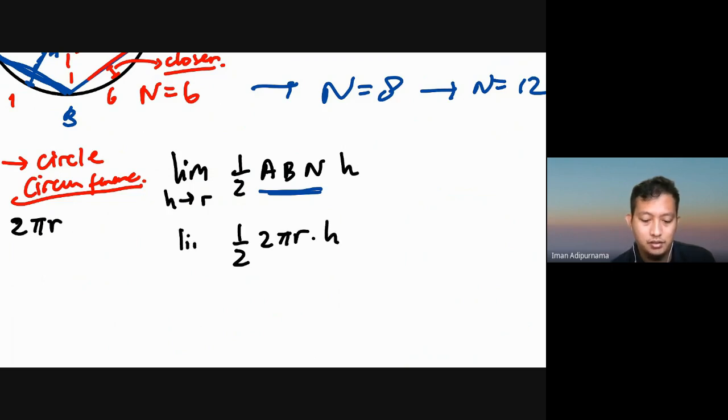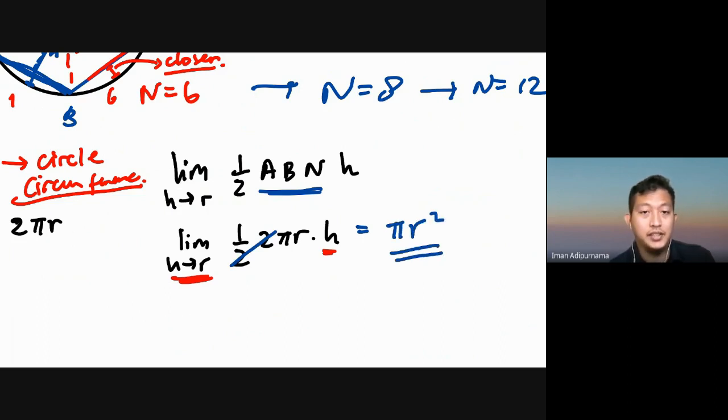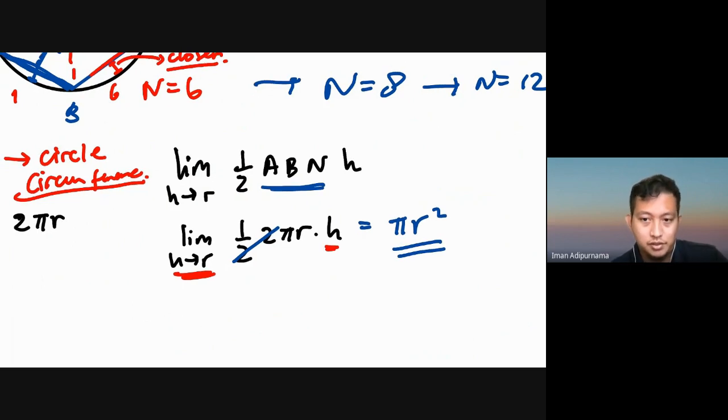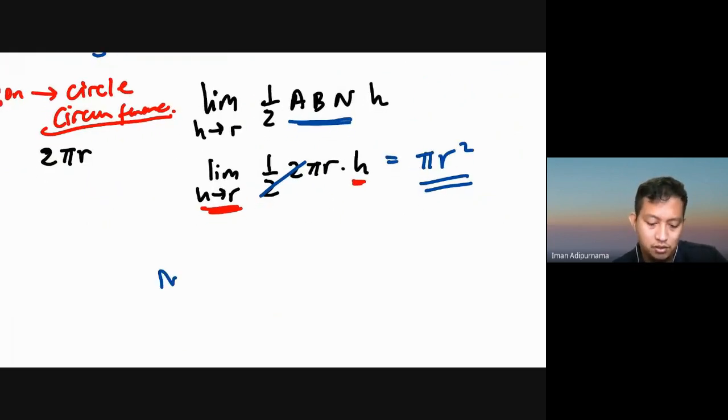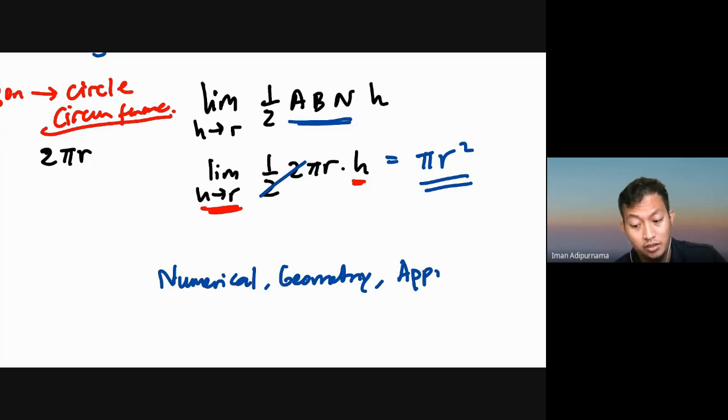Okay. And then we can exchange this limit with this, and then we can have pi r squared. Okay. So that's how you are actually implementing limit. It's actually helping you to solve some numerical problems, geometry. And if you need some approximations, you can also use limit to help you better understanding, better visuals, right?